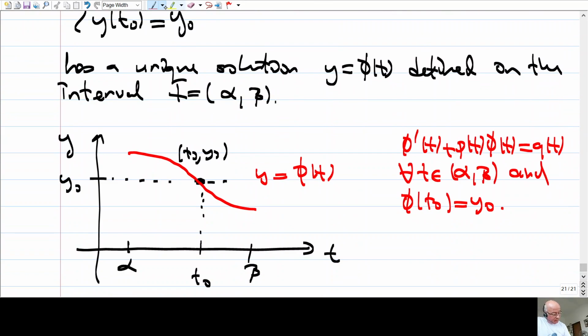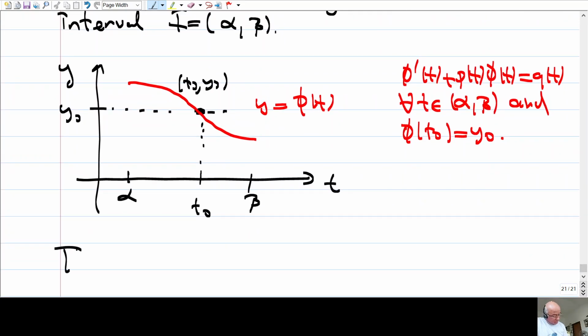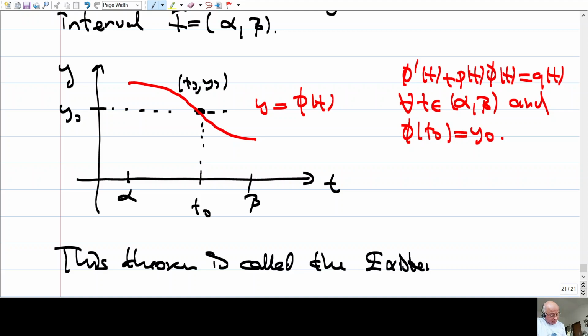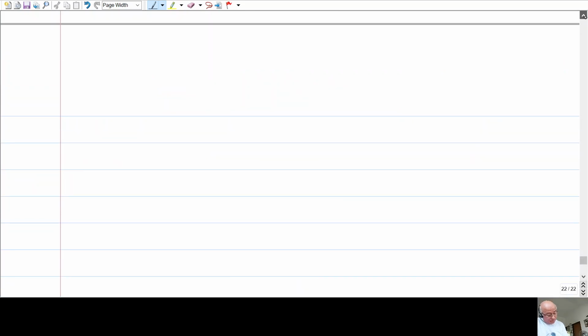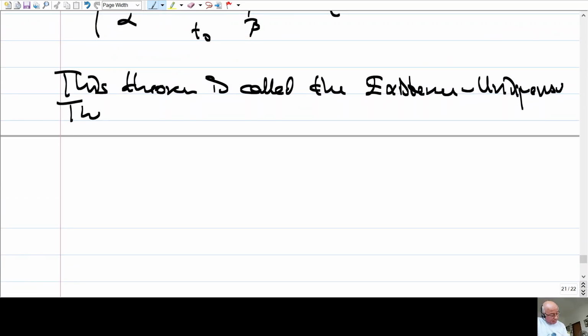Okay, let me write here. This theorem is called the existence uniqueness theorem for first order linear equations.